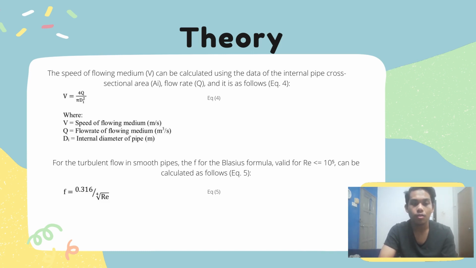Okay, so for the turbulent flow in smooth pipes, the F using the Blasius formula is valid if the Reynolds number is below 100,000. So this equation is F equals 0.316 over the fourth root of the Reynolds number.